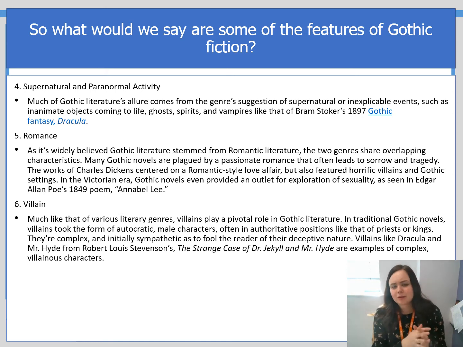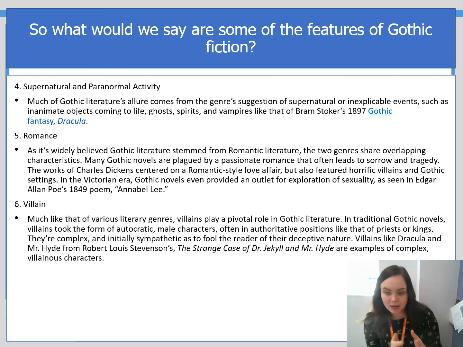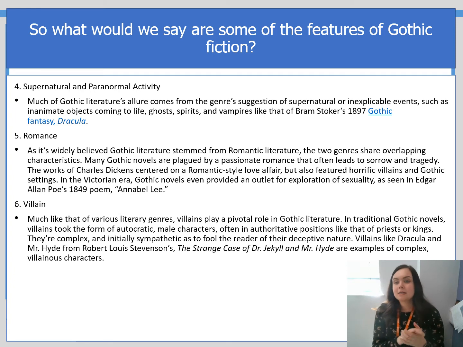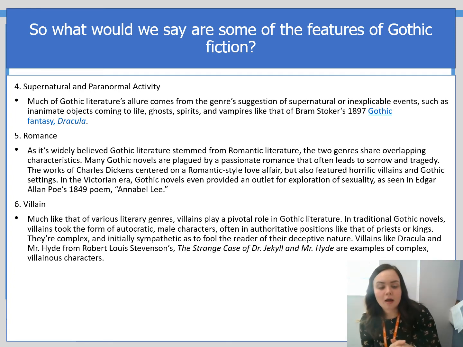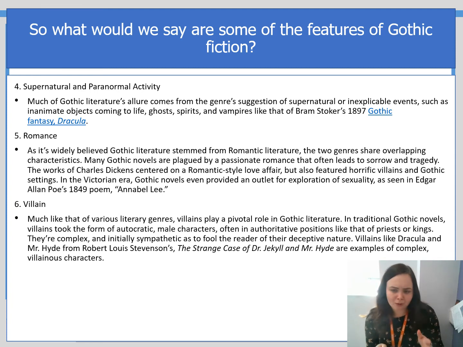And the same with Dr. Jekyll and Mr. Hyde. The idea was that this person had split personality disorder, and one of the characters was very aggressive and mean and cruel, whilst the other one was very sympathetic and empathetic. And the idea is, can you really blame a whole character if they're two separate characters in one person? And that's where complexity came from.